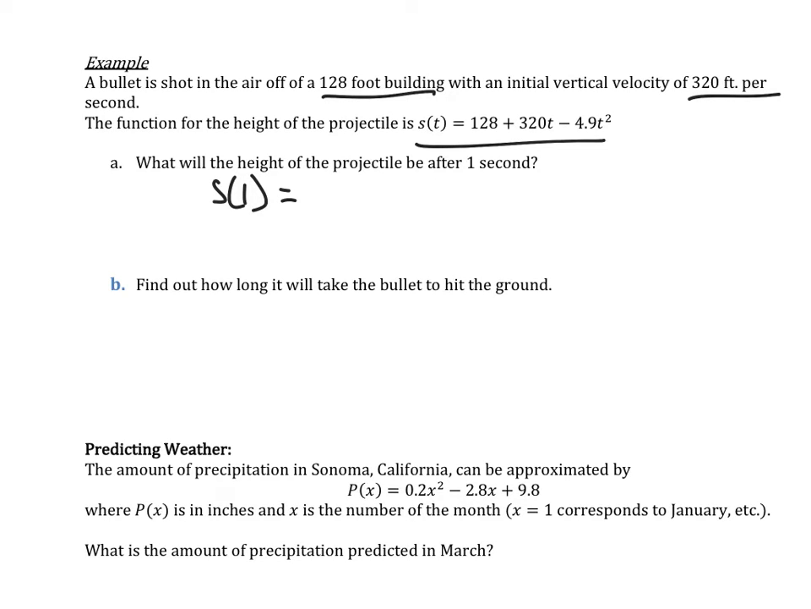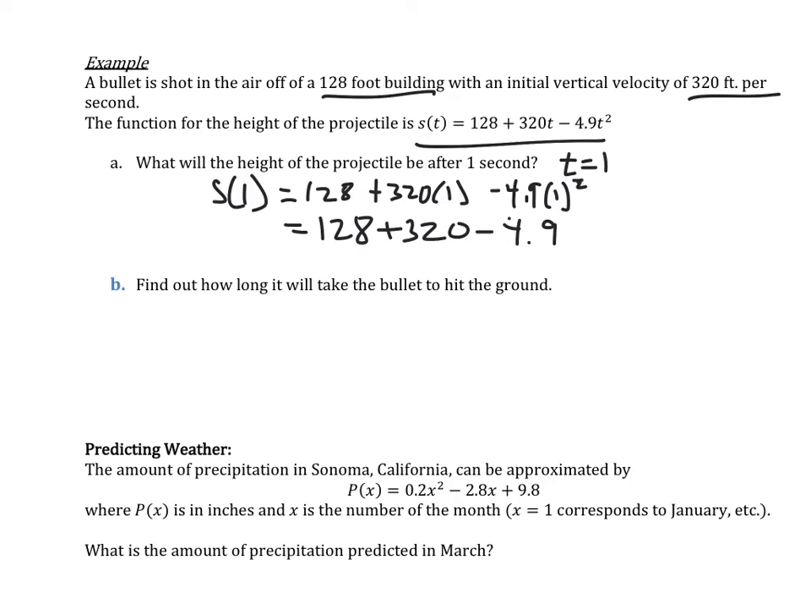This is function notation, which means we want to put 1 in for t, so t equals 1. So that's 128 plus 320 times 1 minus 4.9 times 1 squared. So we just plug it in and do the calculations. Well, 1's kind of nice because 1 squared is 1. And 320 times 1 is 320. If it was anything else, you'd probably want to use your calculator. 128 plus 320 is 448. 448 minus 4.9 would be 443.1. And that is the height. All right. So that is feet.